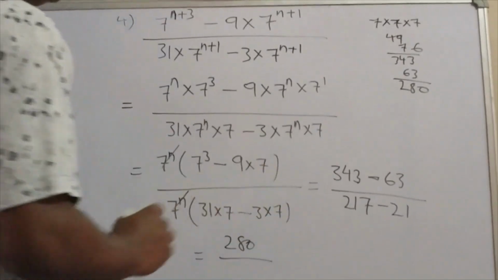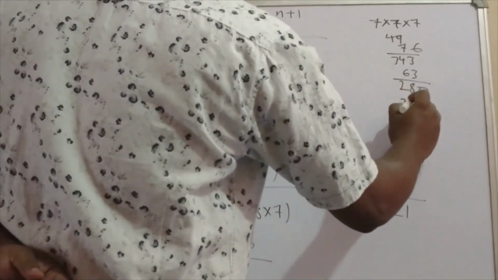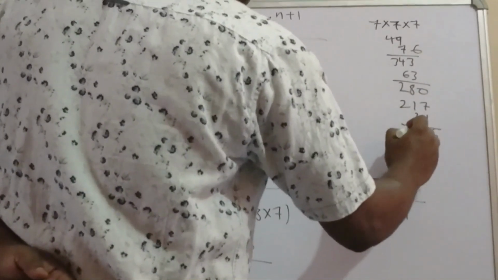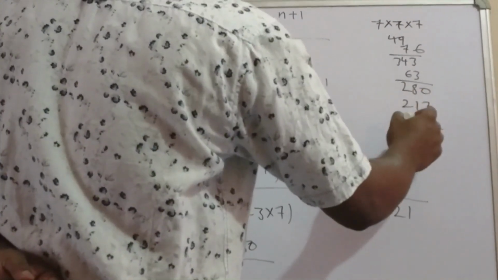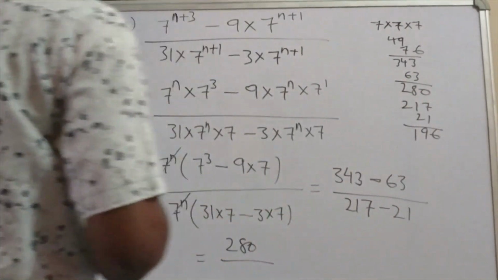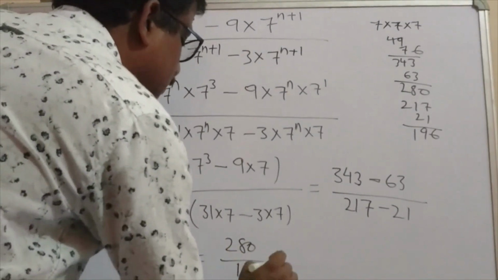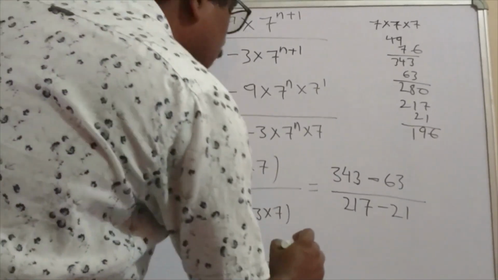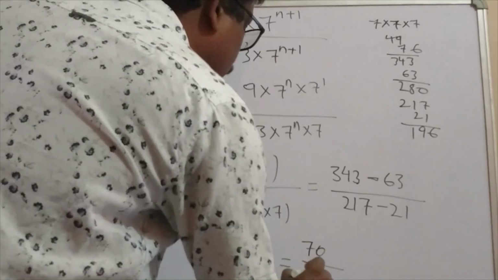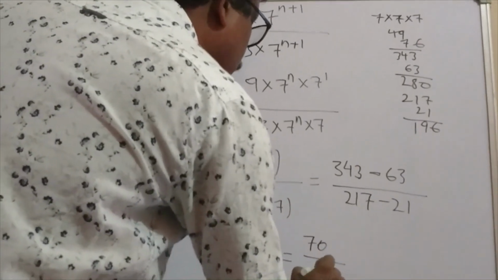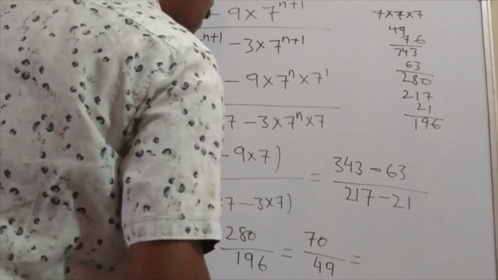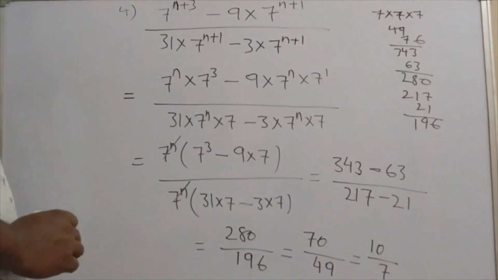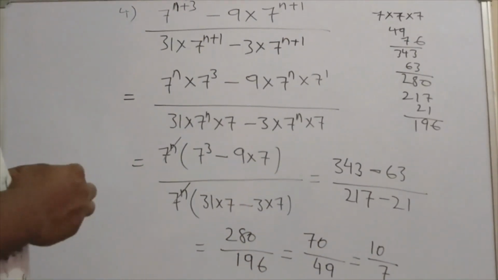280 divided by 217 minus 21. 217 minus 21, 196. Correct? So 196. Now this number is cancelled with 4. Always reduce to the lowest term. So 70 here. Again it is cancelled with 7, 10 by 7. So the answer is 10 by 7. Always write the answer in the lowest form.